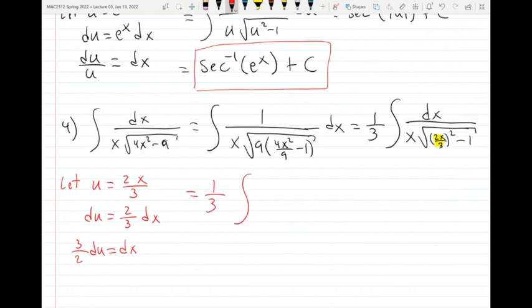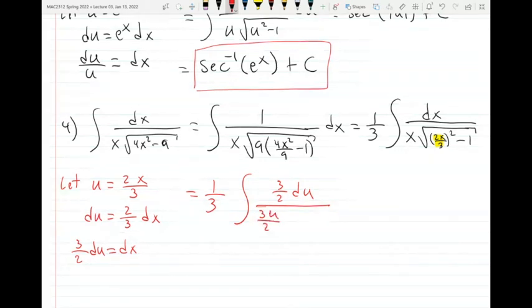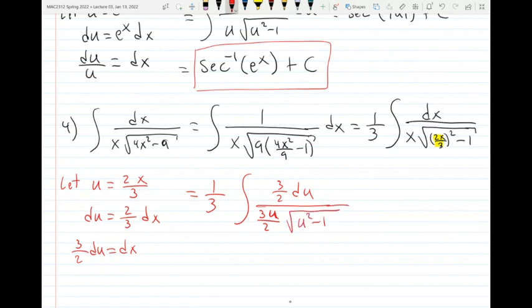So let's see. dx, we know what happens. dx becomes 3/2 du. Now, x, what's x equal to? 3 over 2u. Very good. So 3u over 2. Everybody see that? Because if u equals 2x over 3, then that means x is 3u over 2. So that's for x. And then here, this becomes u squared minus 1. And then nicely, this 3/2 here cancels with this 3/2 here. So we don't have to worry about that.